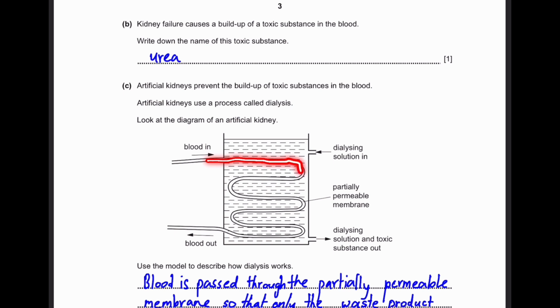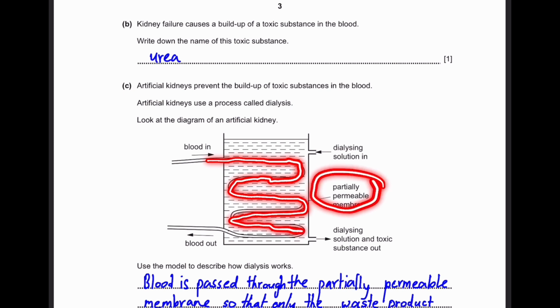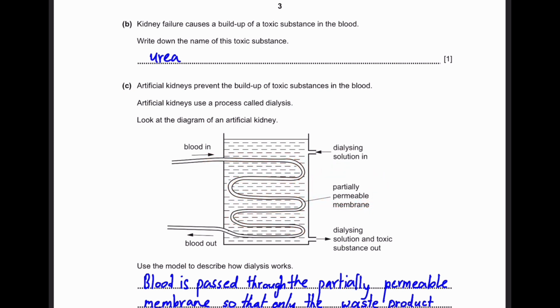The blood has some toxic substances like urea, and as it travels, this tube is made of a partially permeable membrane, so the urea is able to pass through and get inside to the dialyzing solution, but the blood stays inside the tube without going outside. And then the dialyzing solution and the toxic substance, which is urea, goes out, and then the purified blood goes out. Use the model to describe how dialysis works.